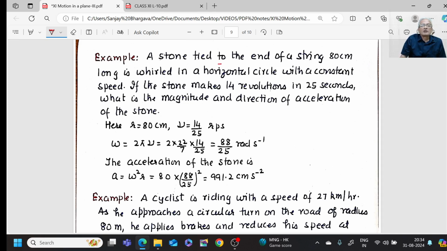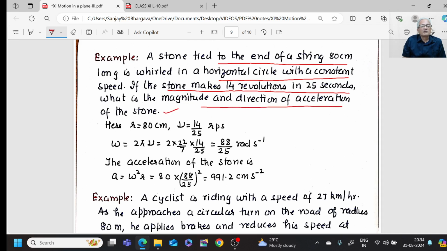A stone tied to the end of a string 80 centimeter long is whirled in a horizontal circle with a constant speed. If the stone makes 14 revolutions in 25 seconds, what is the magnitude and direction of acceleration of the stone? So what is given here?